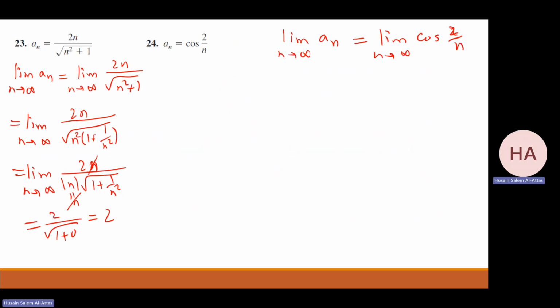How to do that? As n goes to infinity, I have 2 over infinity. That will be cosine 0, which is 1. Since cosine is a continuous function, I can take the limit inside. I can explain that later, but it's okay. Since cosine is a continuous function, that will be cosine of 0, which is 1.